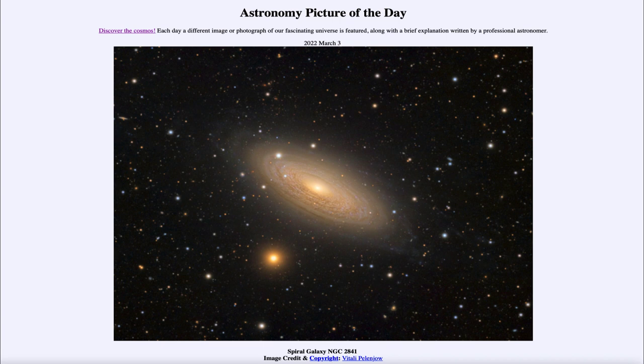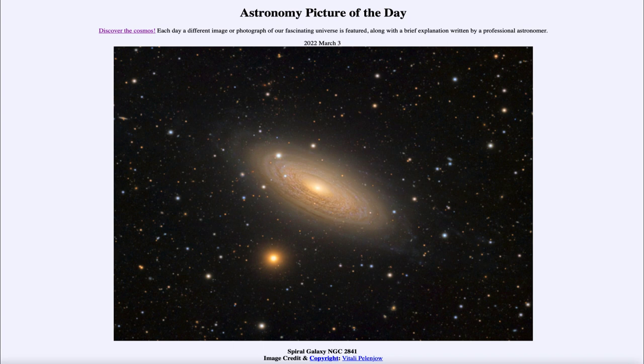Now, spiral galaxies are one type of galaxy that exist in the universe. Galaxies can come in a couple of different types. Spiral galaxies such as this one and our own Milky Way are one type. And another type are elliptical galaxies, which do not have any spiral structure and are essentially great blobs of stars.